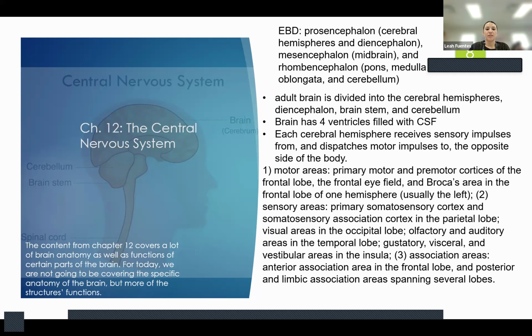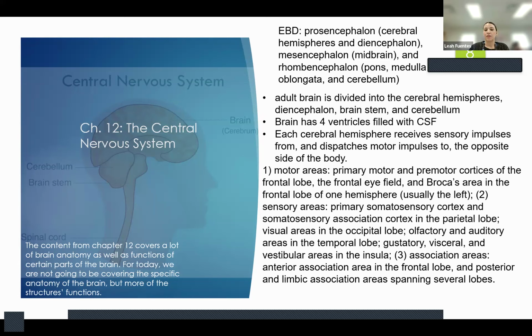And then we do have specific areas of our brain that are responsible for motor, sensory, and association. Our motor areas are the primary motor and premotor cortices of the frontal lobe, our frontal eye field, and Broca's area is the more popular one that we learn about.